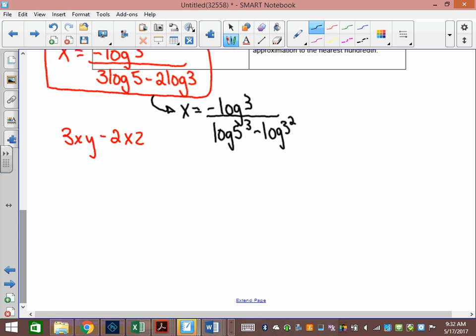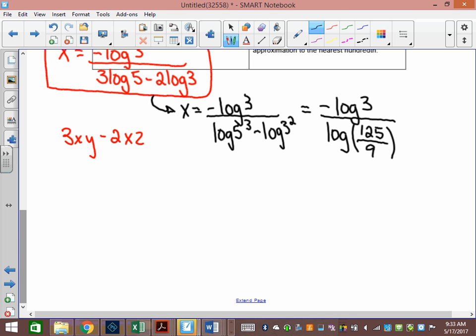So then we would get negative log 3 over log. Now, 5 to the 3, 5 cubed is 125. 3 squared is 9. Most people are good to this point. This can actually be put together.